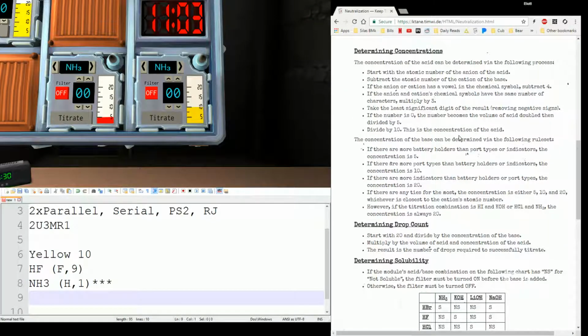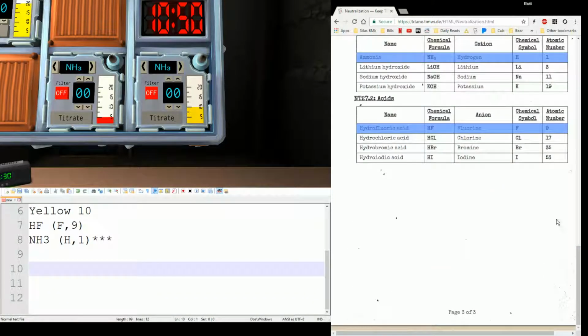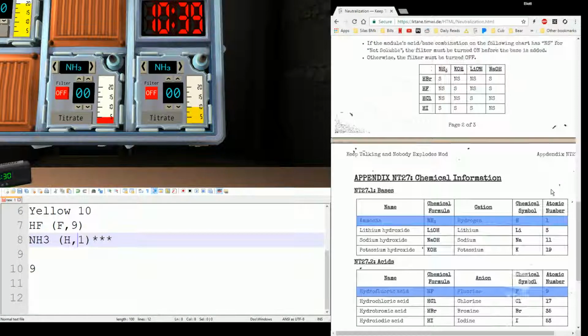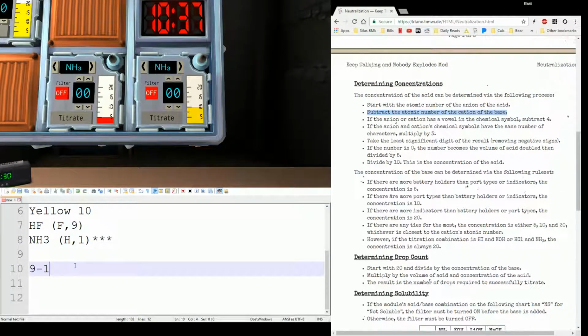Next, we have to determine the concentrations of the acid and the base. To do the concentration of the acid, we start with the atomic number of the acid anion. That's this first number I grabbed from the chart down below. The number here, in this case, that's 9. We subtract the atomic number of the cation of the base. That's the 1 we grabbed from here. Puts me at 8.